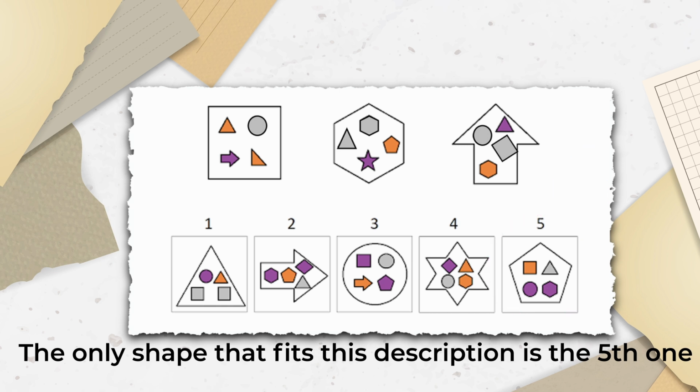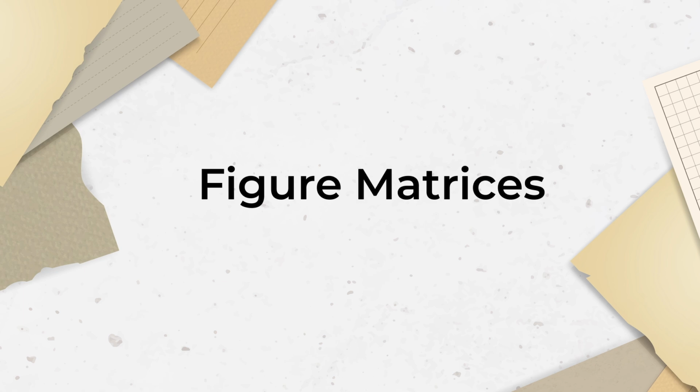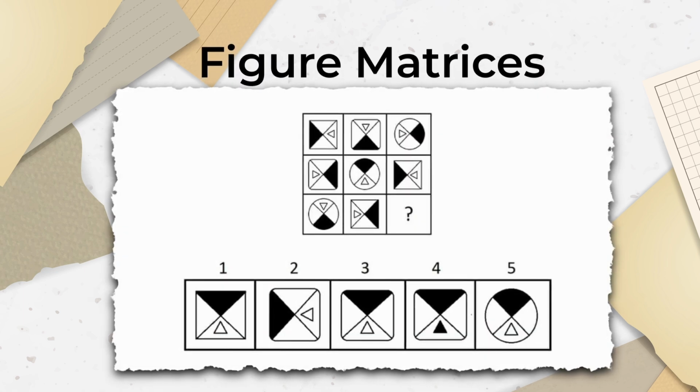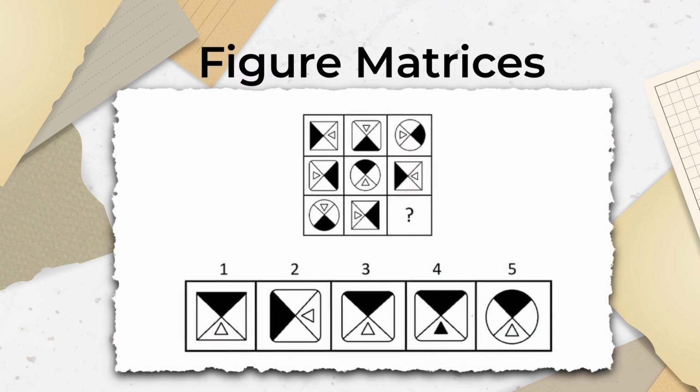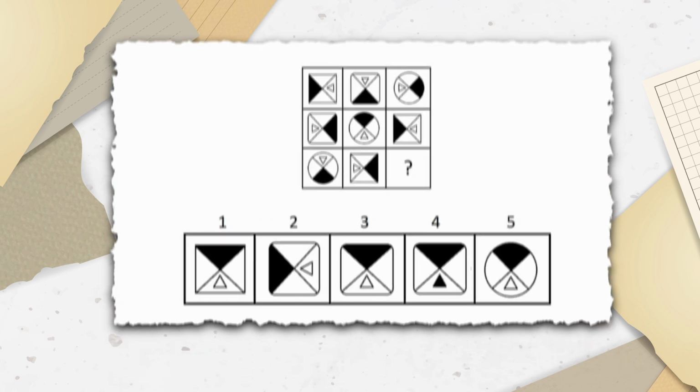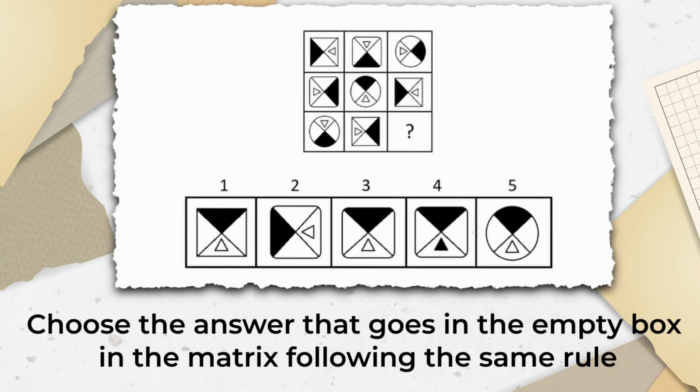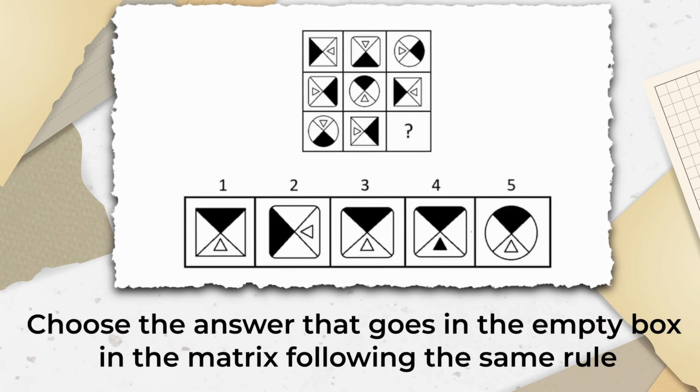All right, moving on to the next section of the test, which is called figure matrices. In each row or column, the pictures change in the same way or follow the same rule. Choose the answer that goes in the empty box in the matrix following the same rule.